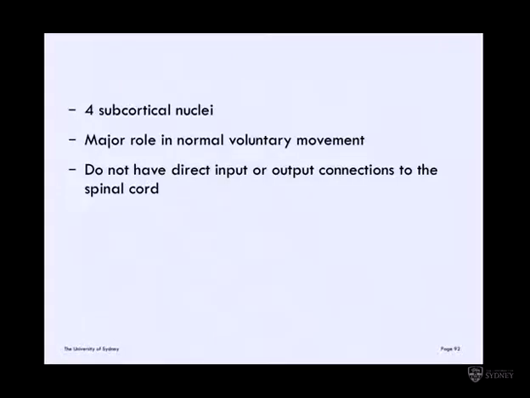Interestingly, they do not have direct input or output to and from the spinal cord, right? So, for example, if they're controlling normal voluntary movement, you'd think that they have direct control of the spinal cord. They don't. They exert their effects by communicating with the cortex, where the motor information actually originated. Okay, so it's kind of a loop-like structure.